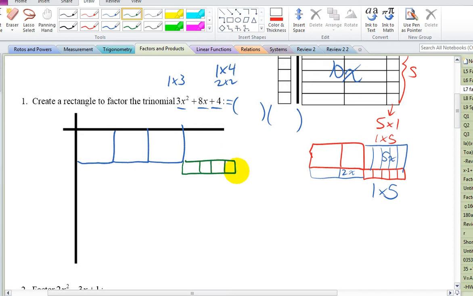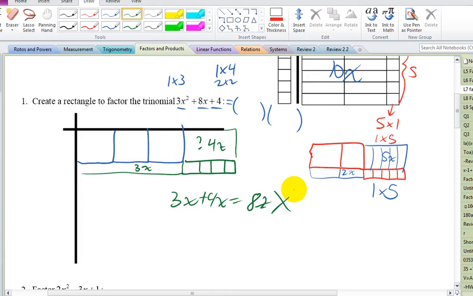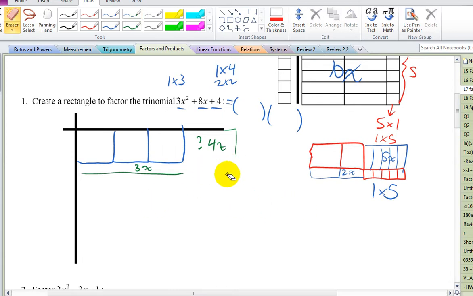There's a 1 by 4. How many x's would we have here, the top? 4x. How many x's would we have here on the side? 3x. 3x plus 4x, does that give us 8? No. So we will have to erase it. This is called guess and check. Okay. So this is not the arrangement. We tried a 1 by 4. Let's try a 4 by 1.